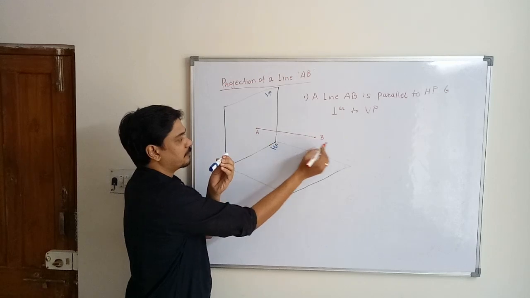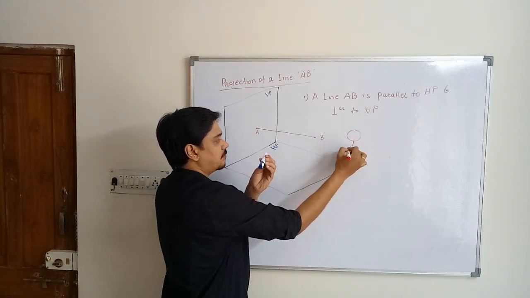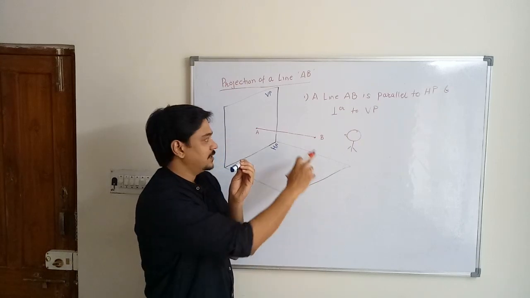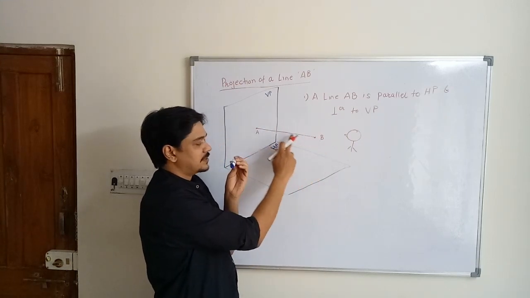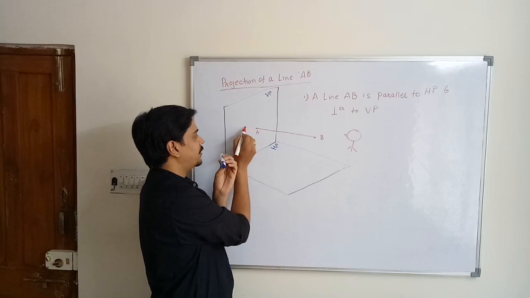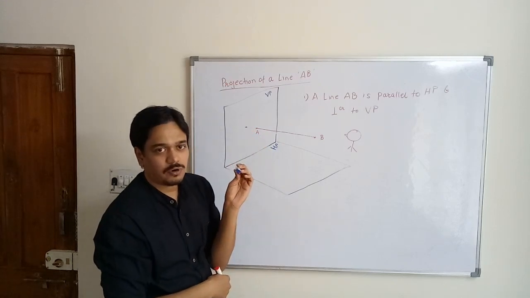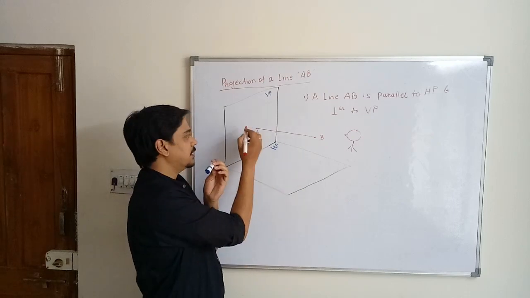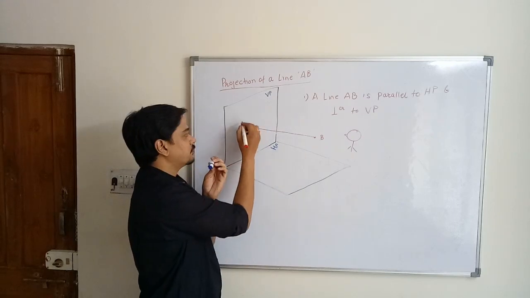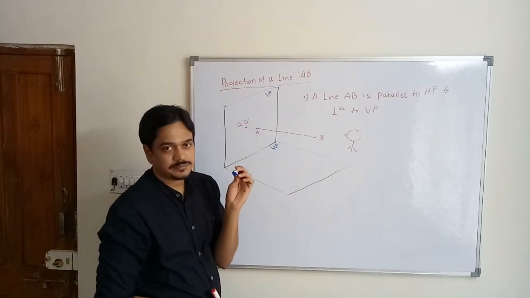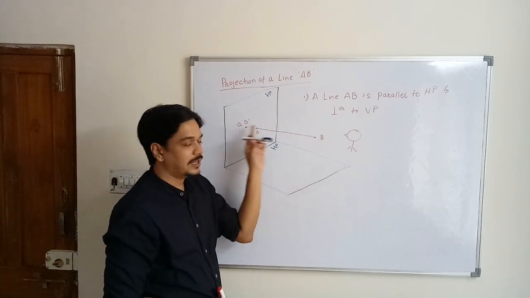If you obtain the projection of this, the observer is over here. So this projection of line AB will be seen in the front view. This is the image or shadow or view of the line on the vertical plane. So this point can be termed as A dash and B dash because it is from the front direction.